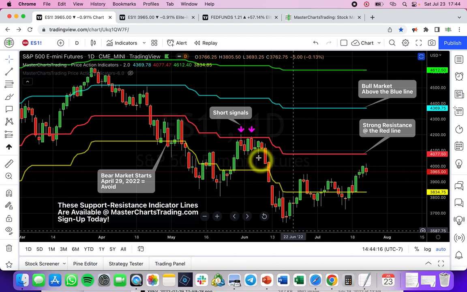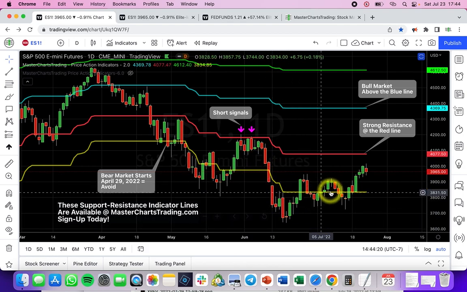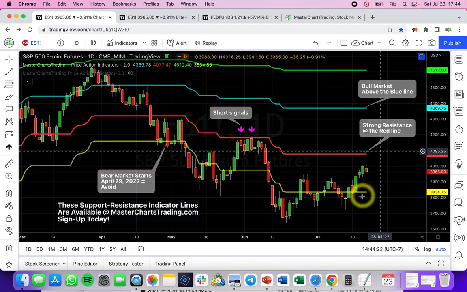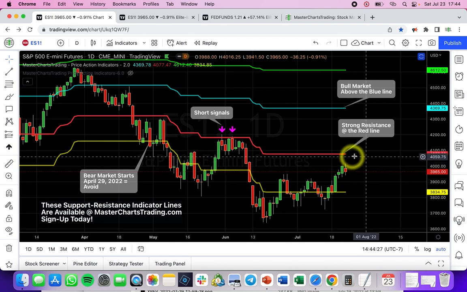This particular signal worked out really well. We had a low here on 17th of June, and now we are in the middle of a rally. So there is a good chance that the rally will continue towards this red support resistance line, currently at 4077.